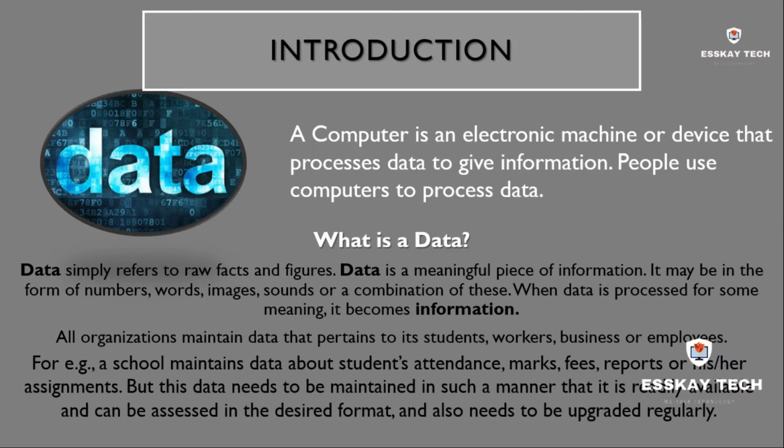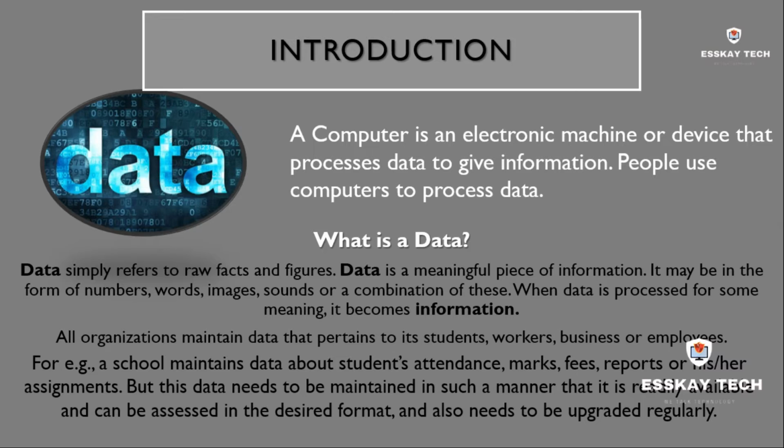Now we need to understand what exactly is data. So data means raw facts or figures. It can be anything in the form of numbers or words, images, sounds, or even a combination of all of this. When this data is processed for some meaning, it becomes information. That means when a computer takes in any kind of data in the form of numbers or words or text or images, then it is considered as data. But when it becomes meaningful, when it is processed and becomes something useful, then it can be considered as information.